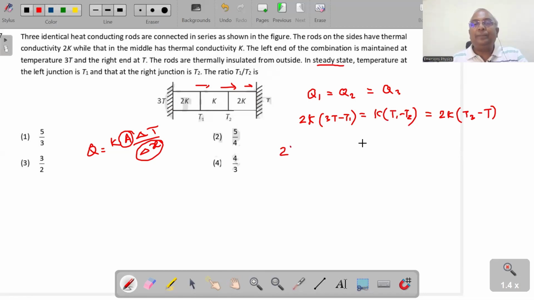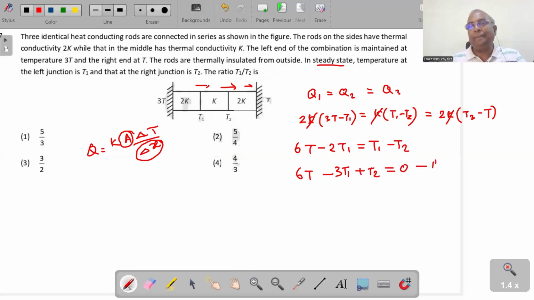2K, அப்போ we can multiply and we can able to take it out. So in the term 2K 6KT, இதையும் கூட K வை கேன்சல் பண்ணிடலாம், எல்லாத்துலையும் ஈக்குவலாக தான் இருக்கு, அப்புறம் இது K வச்சுக்கிட்டு இன் டேர்ம்ஸ் ஆஃப் T. அப்போ 6T minus 2T1 equal to T1 minus T2. அப்போ 6T minus இந்த சைடு வந்தா minus 3T1 plus T2 equal to 0. Let it be equation number 1.